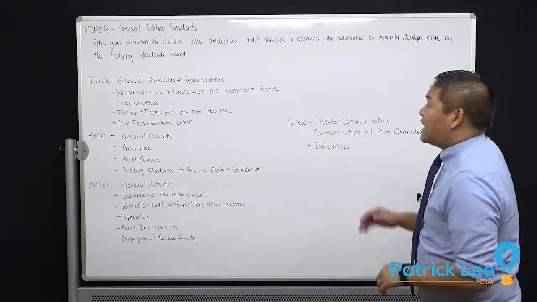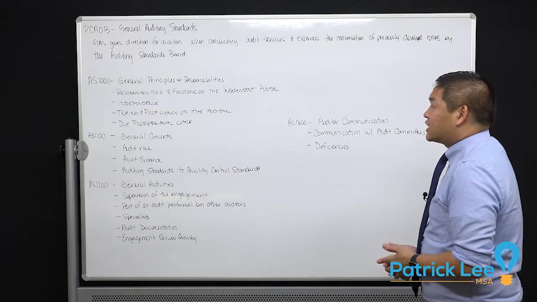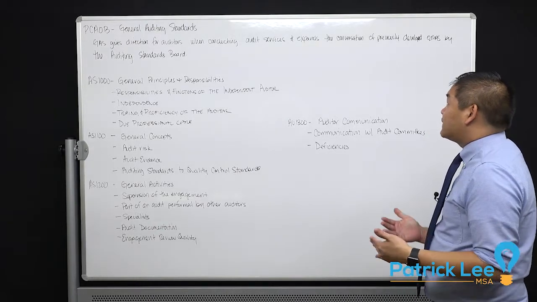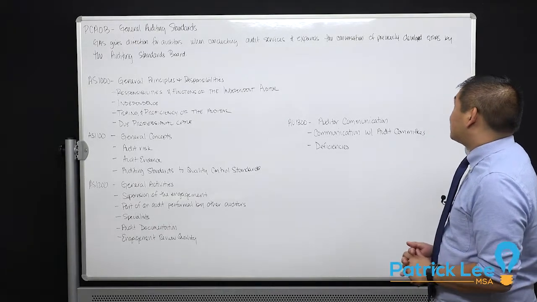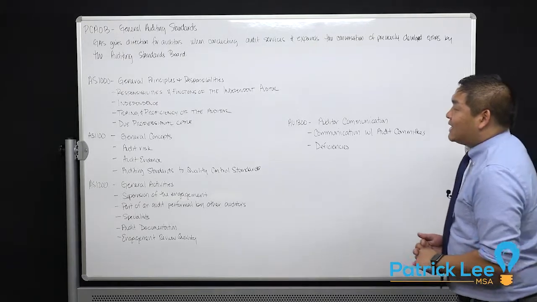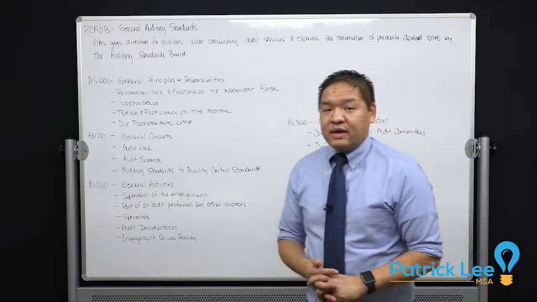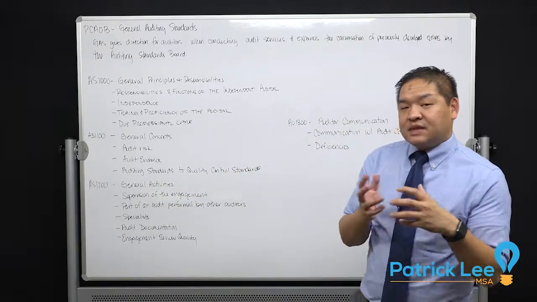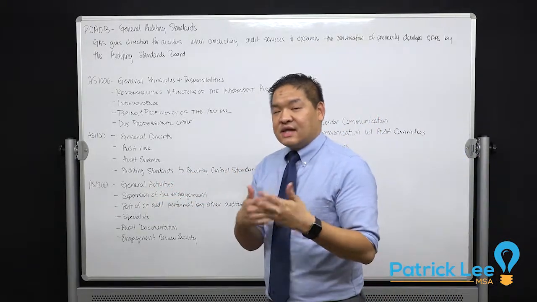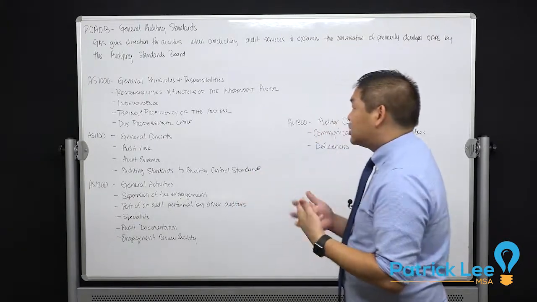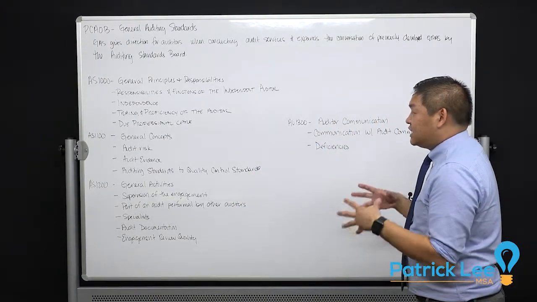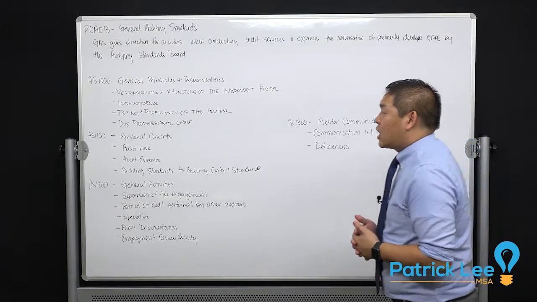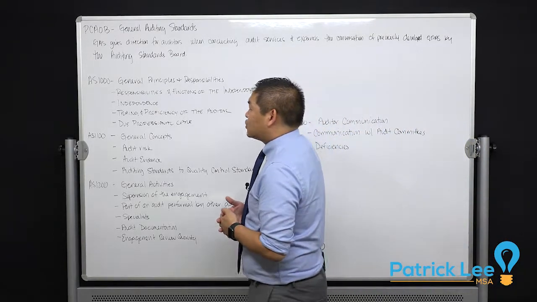So GAS, or General Auditing Standards, give directions for auditors when conducting auditing services and expand the conversation of previously developed GAS by the Auditing Standards Board. So again, we said the Auditing Standards Board converted that to the PCAOB, adopting the 10 GAS early on, and then as they started to work it, they decided to change some things and put some more detail, meat and bones to it. So we'll start with AS 1000, Auditing Standards 1000.